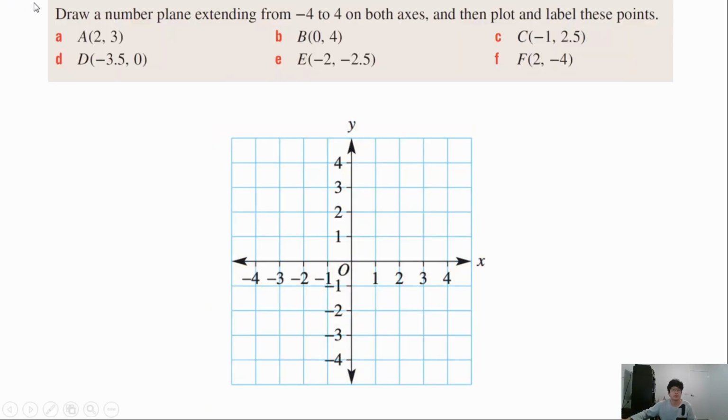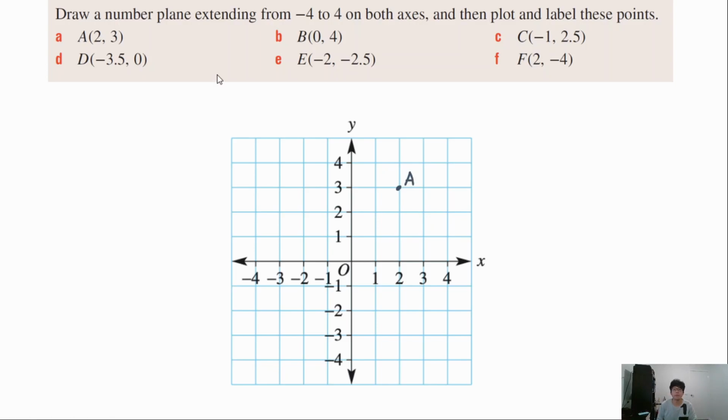Alright, this question says draw a number plane extending from -4 to 4 on both axes and then plot and label these points. So we've got our axes down here from -4 to 4 on both the x and the y. So we can go ahead and plot these points. Point A is at 2, 3, positive 2, positive 3. That means we go to the right 2 spaces and then we go up 3 spaces. And A will be here, and let's label that as A.